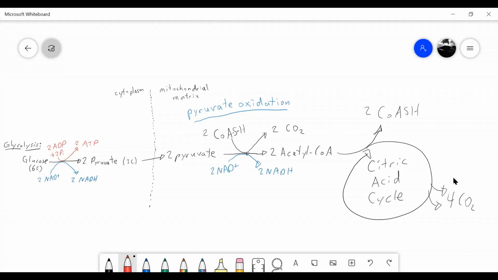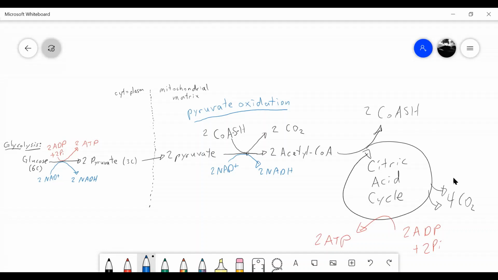Number 2 is the ATP. So we are making 1 ATP per round of the cycle, but we multiply that by 2 because, of course, we had 2 pyruvate originally. So remember that takes 2 ADP and 2 inorganic phosphate. So let's do that here and make 2 ATP.